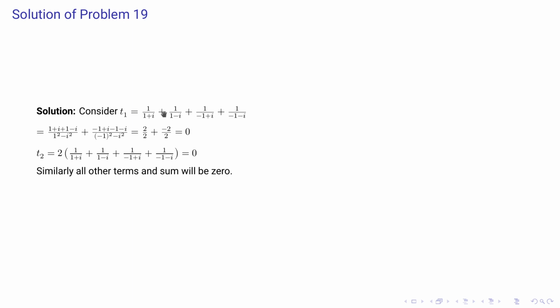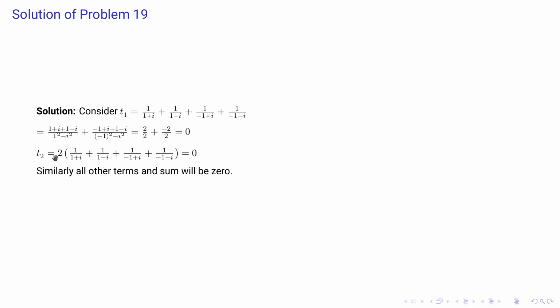So we sum these two terms, so we get 1 plus i plus 1 minus i divided by 1 square minus i square. So this will become 2. And similarly, this will become 2. Now i will get cancelled here, i will get cancelled here, we will get 2 by 2 plus minus 2 by 2, which will be 0 because this is 1 and this is minus 1.